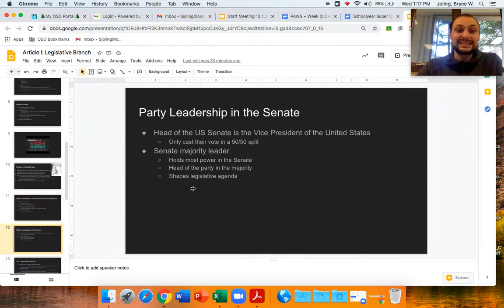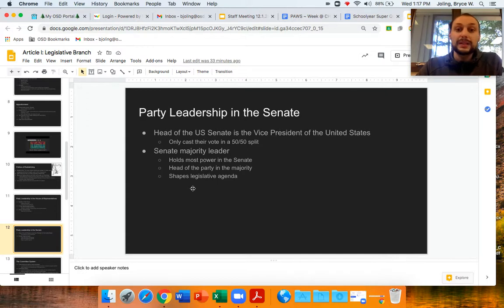Party leadership in the Senate. So as I said earlier, the head of the U.S. Senate is the Vice President of the United States, but they are only involved if there is a 50-50 split in the House, or excuse me, in the Senate. If there's a 50-50 split, then the Vice President casts the deciding ballot. Other than that, they're not really too involved.